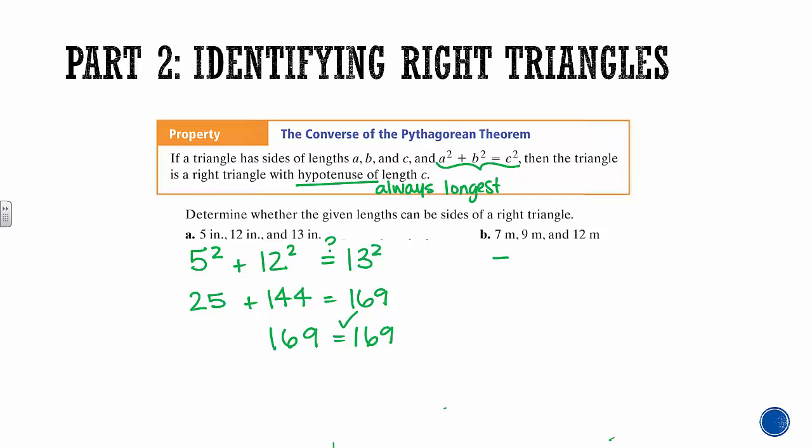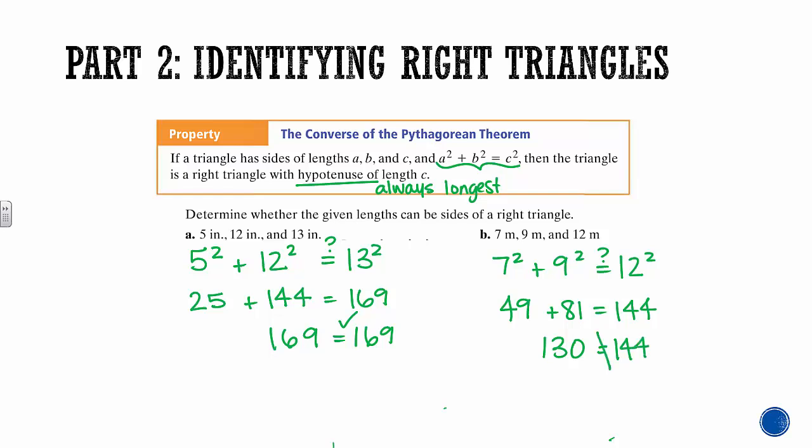Now the next one, 7 squared plus 9 squared, does that give us 12 squared? 7 squared is 49, 9 squared is 81, and we know 12 squared is 144. If you add up 49 and 81, you get something close, but you get 130. So that means that this is not a right triangle. It would form some sort of triangle, but you wouldn't have a 90-degree angle.